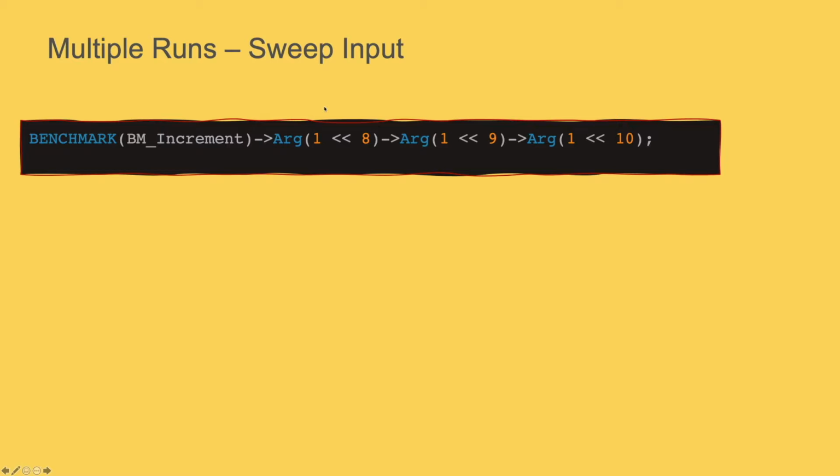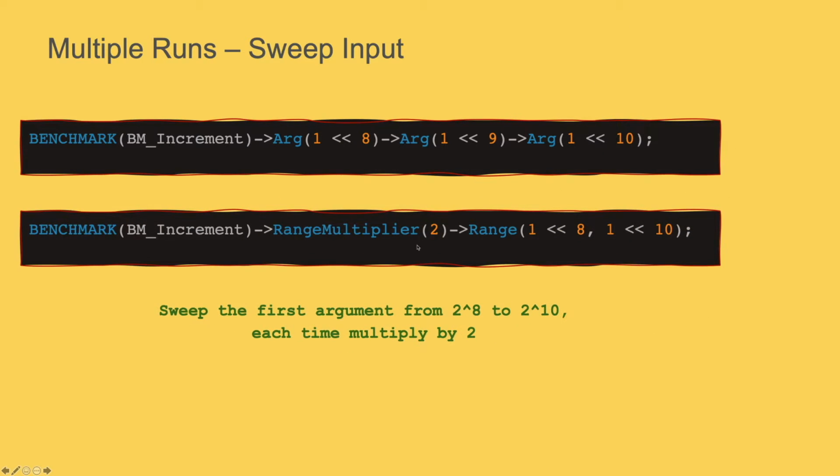If you want to sweep your input over multiple values, then you have to keep repeating this arg. So for example, here's 2 to the power 8, 2 to the power 9, 2 to the power 10. Rather than doing this, there's a shorthand of using range. So I can just say I'm modifying my first argument from 2 to the power 8 to 2 to the power 10, and then each time I want to multiply it by 2. So that's how you read this expression, which is equivalent to the first one.